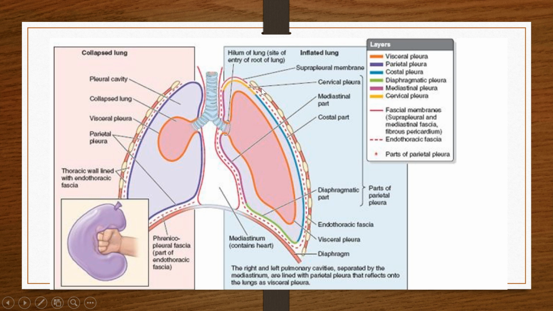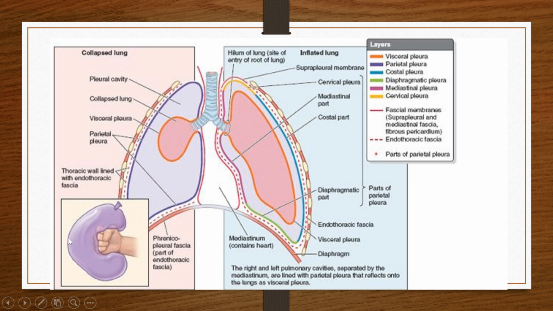Now see here, you can see the image of ribs outside. Can you see the image of ribs? The side which is underneath the ribs is called the costal pleura. The side of the pleura which is above the diaphragm is called the diaphragmatic pleura. And the side of the pleura which is on the side of the mediastinum is called the mediastinal pleura.